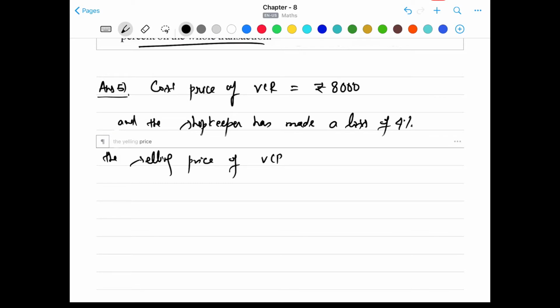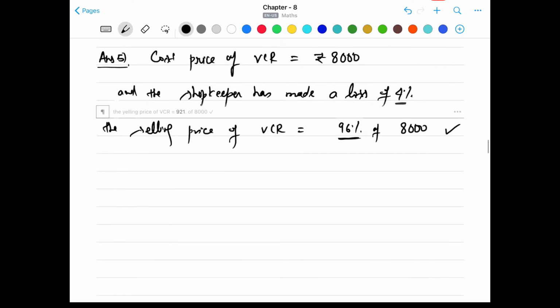So we can directly calculate its selling price. The selling price of the VCR will be equal to 96% of the cost price. The cost price here is 8,000. I hope you understood this equation. Why have we written 96%? Because he is making a loss of 4%. Loss is always calculated on the cost price. So from the cost price, 4% is loss. So the selling price will be 96% of the cost price.